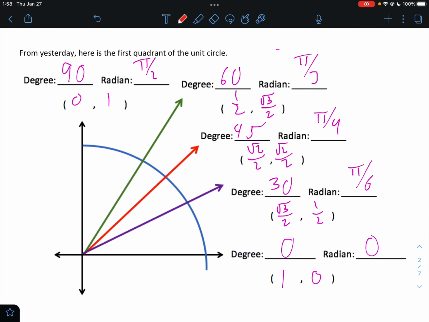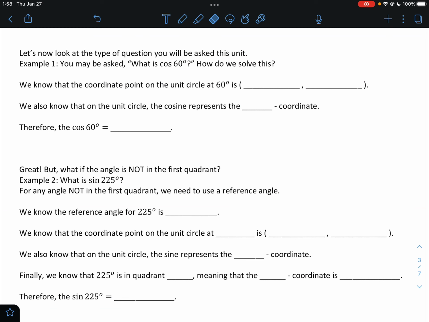All right, here is the first quadrant that we learned in our last video. If you need a second to look this over or copy this down, you can pause the video at this point. But this is something that we should already know, and you should already have a copy of the unit circle ready to go.